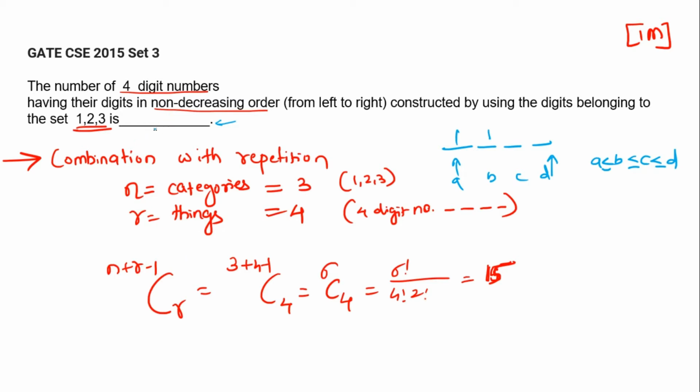Here there are a total of 3 categories, 3 possible entries for our given set, and we have to form 4-digit numbers, so r will be 4. If we place this in the formula, the total possible ways to find all of these numbers is (3 plus 4 minus 1) combination 4, which is 6 combination 4, which comes out to be 15. So there are a total of 15 ways to form 4-digit numbers from the set 1 to 3 arranged in non-decreasing order.